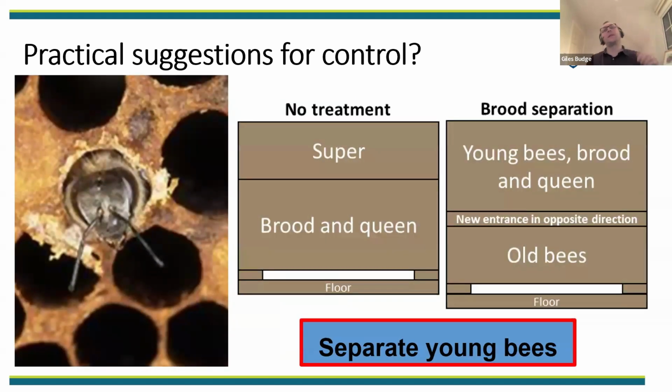And this is the last one, really. The really interesting result that Theodora found was this idea that young bees are particularly susceptible.